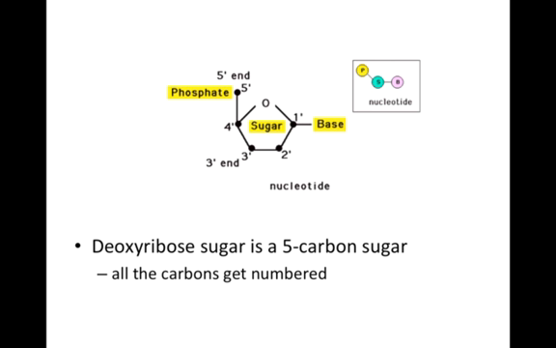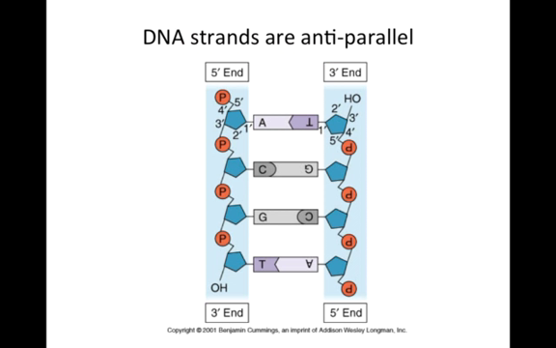This is really important to understand, because if we look at DNA, while it's double-stranded, the two strands are not parallel to each other. Yes, the two strands are running side by side, but they're running in the opposite direction. So we say that they are anti-parallel to each other. Okay?